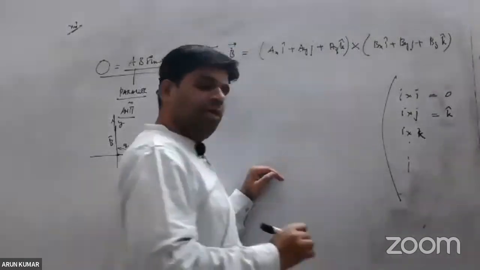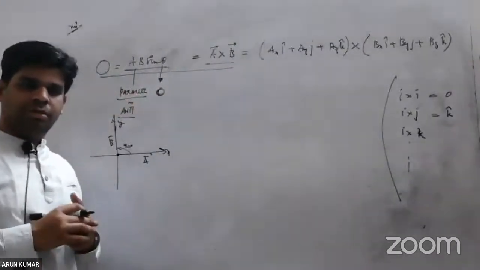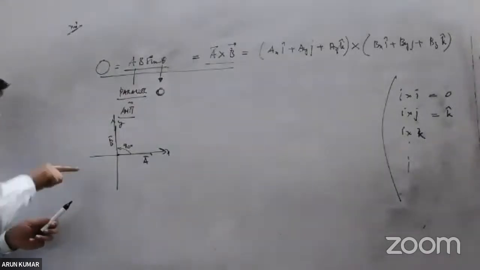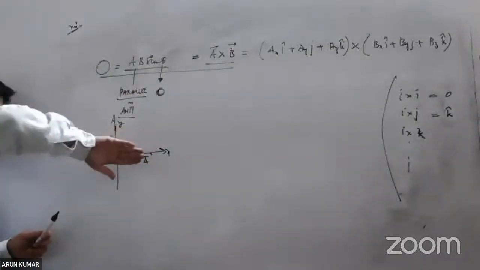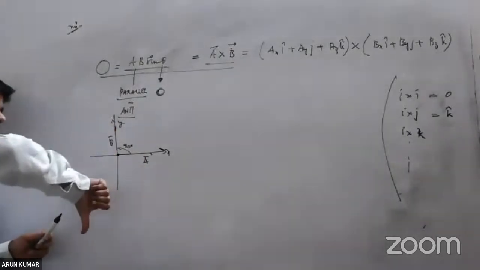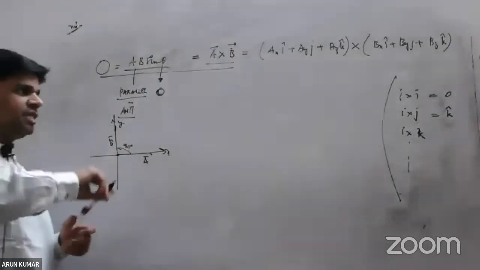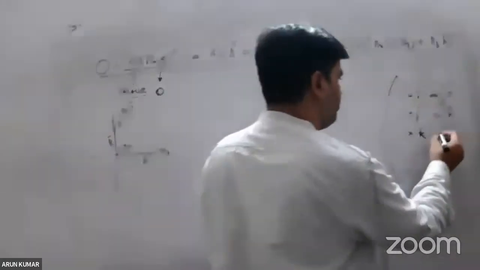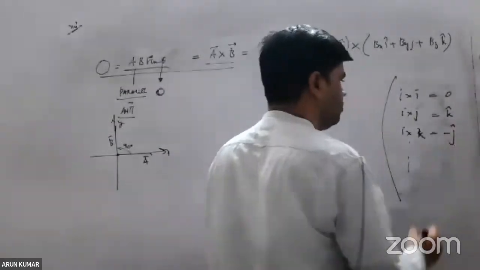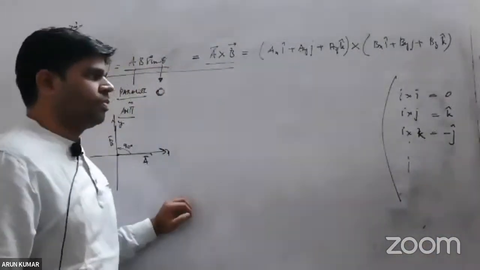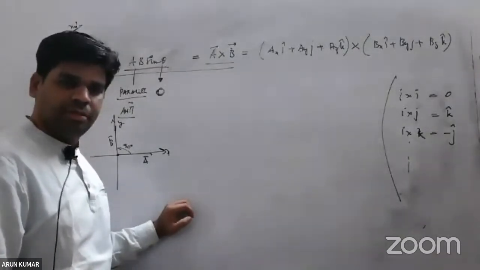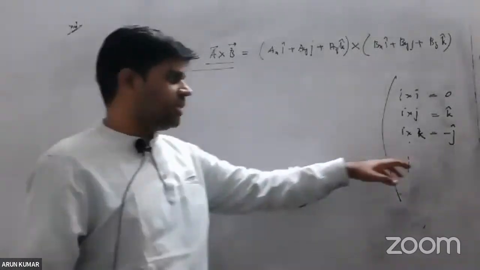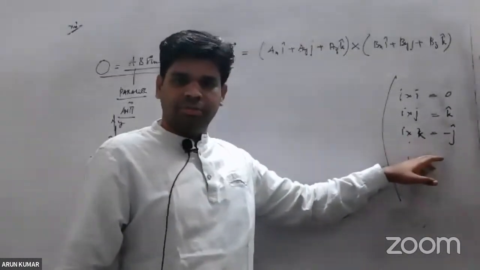How about I cross k? I is this way, k is outward. So I cross k is, I is this way, k is this way, downward. What is downward? Minus j cap. Is it clear? Why is it minus j cap? Yes, sir.